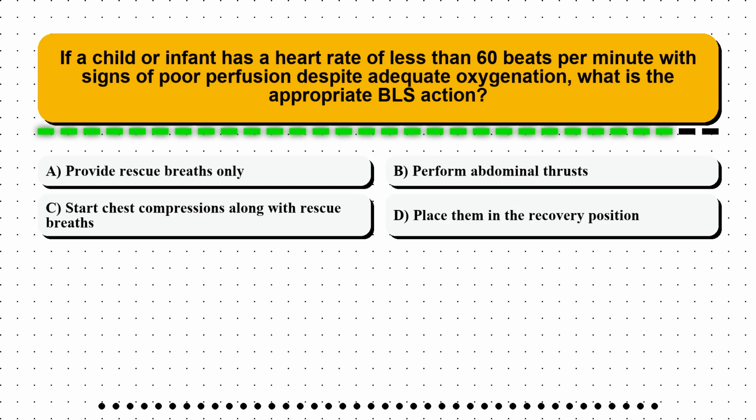Question 3. If a child or infant has a heart rate of less than 60 beats per minute with signs of poor perfusion despite adequate oxygenation, what is the appropriate BLS action? Option A, provide rescue breaths only. Option B, perform abdominal thrusts. Option C, start chest compressions along with rescue breaths. Option D, place them in the recovery position.